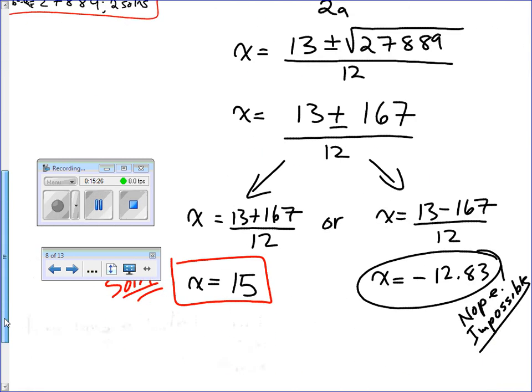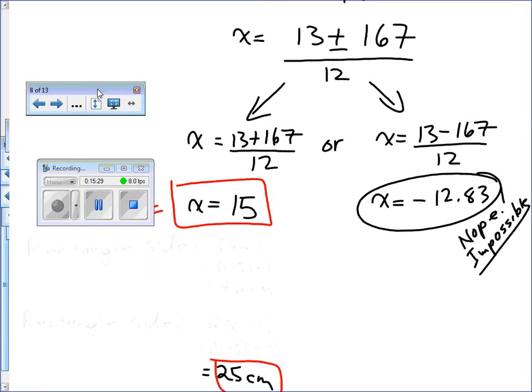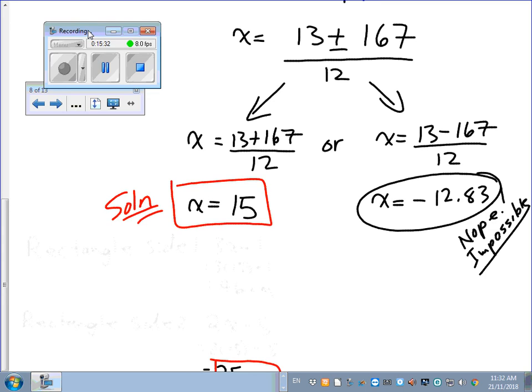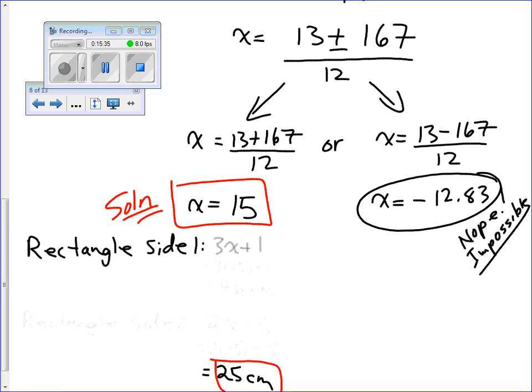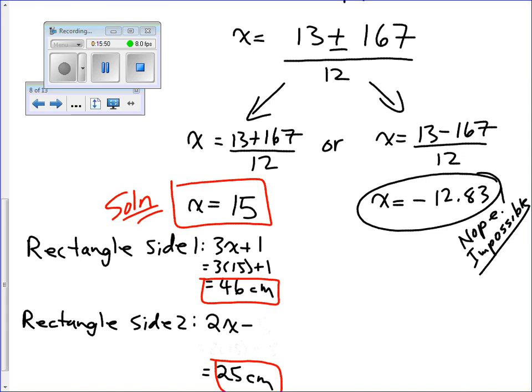Okay. Now, once we've done that, we need to identify the solutions for all the sides. So in this case, for rectangle side 1, we end up with 3x plus 1. Then we substitute x is 15 in, and we end up with 46 centimeters. Remember, we said that our original x is in centimeters. And we'll do the same for rectangle side 2, and we end up with 25 centimeters. And we're done today's work. Next day, we're going to finish up the last 2 examples, and then we're going to start thinking about review for our test.